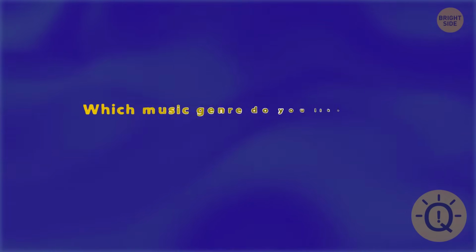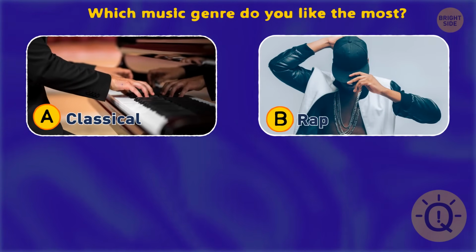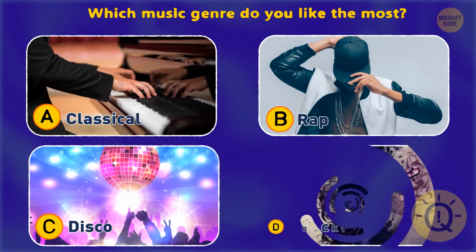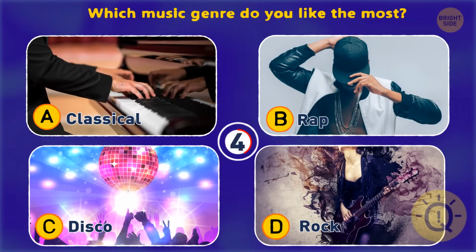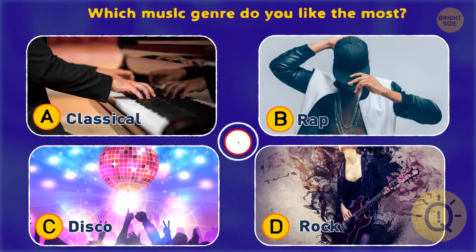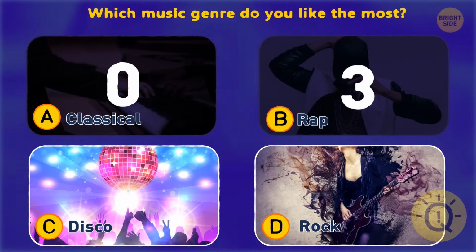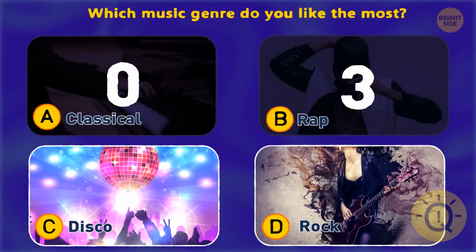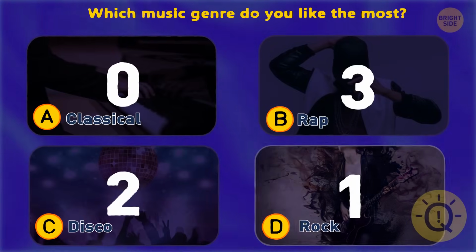Which music genre do you like the most? Classical, rap, disco, rock. A adds 0 points to your score. B brings you 3 points. C adds 2 points. And D adds 1 point.